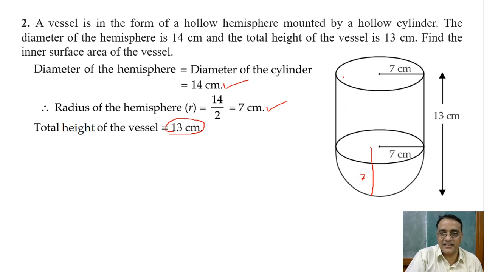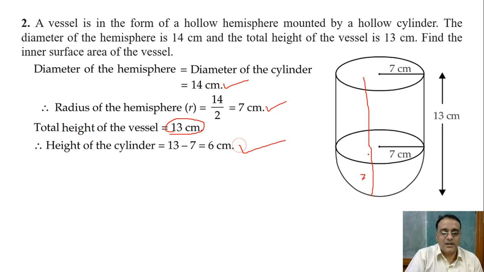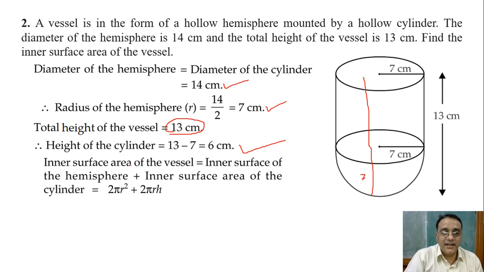तो ऊपर वाला हाइट कितना होगा? ये वाला 6. Right. अभी सभी पैरामीटर मिल गया. अब हम लोग स्टार्ट कर रहे हैं. Inner surface area of the vessel is equal to inner surface area of the hemisphere plus inner surface area of the cylinder. वही curved surface area of hemisphere plus curved surface area of the cylinder. 2 pi r square plus 2 pi r h.